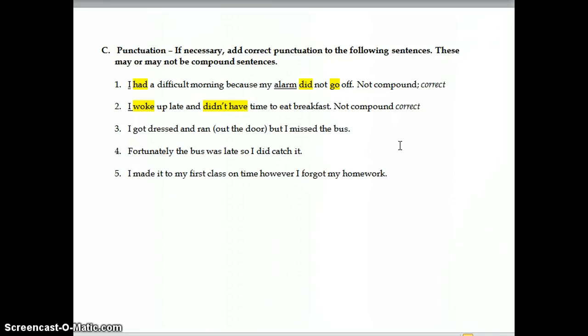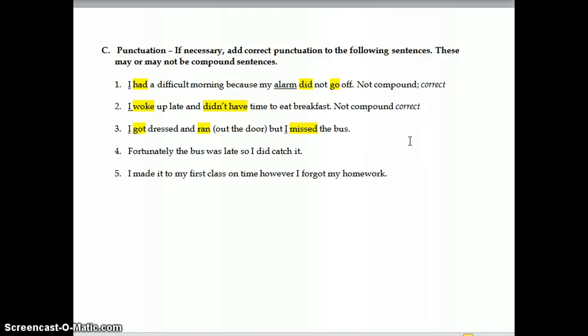Then I'm going to look for verbs. Okay, we've got got is a verb. Ran is a verb. And who got dressed and ran? I did. So I is our subject. Looking at the second part of the sentence here, we've got the verb missed. I'm going to highlight that. And who missed the bus? I did. So I'm going to underline that.